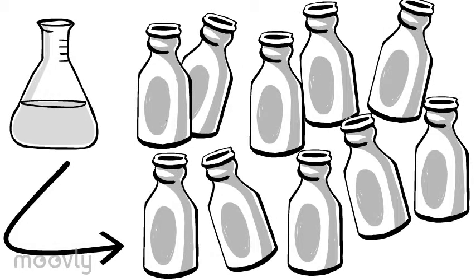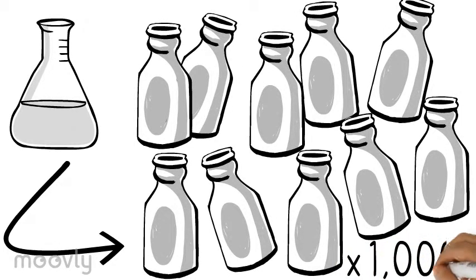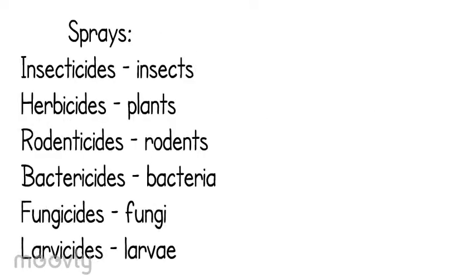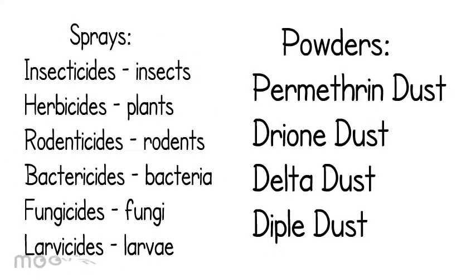Roughly 1,600 active ingredients are used to make hundreds, even thousands of different types of pesticides. The process of creating a pesticide involves a manufacturing step as well as a formulation step. This allows for pesticides to be produced and used in various applications, such as sprays or powders.